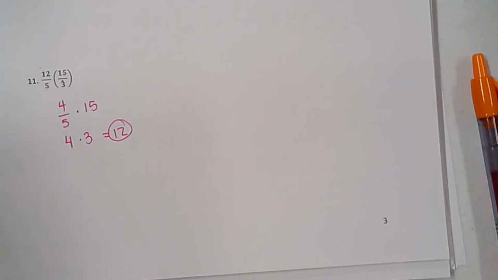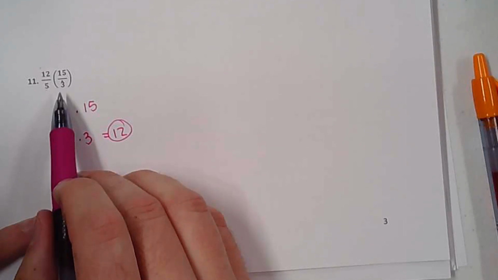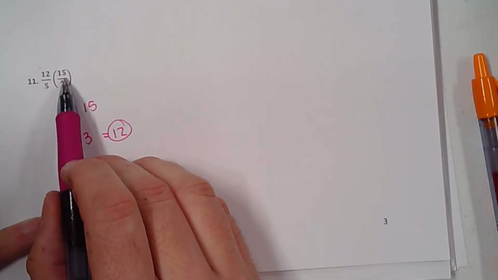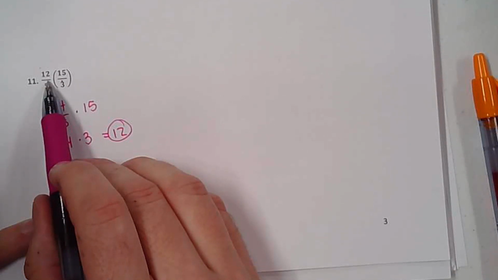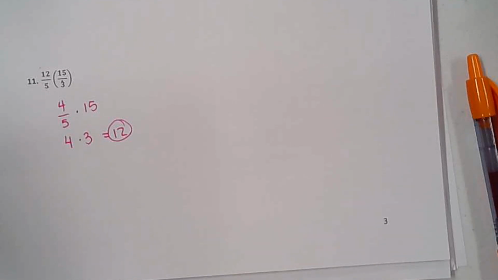You could have also done 5 and 3 together, right? If we divide something by 3 and then divide it by 5, it's the same as dividing by 15. What's 15 divided by 15? 1. 1 times 12 is 12. Okay? You got options.